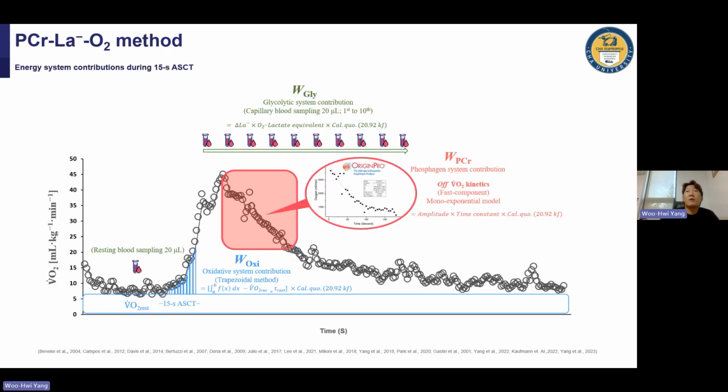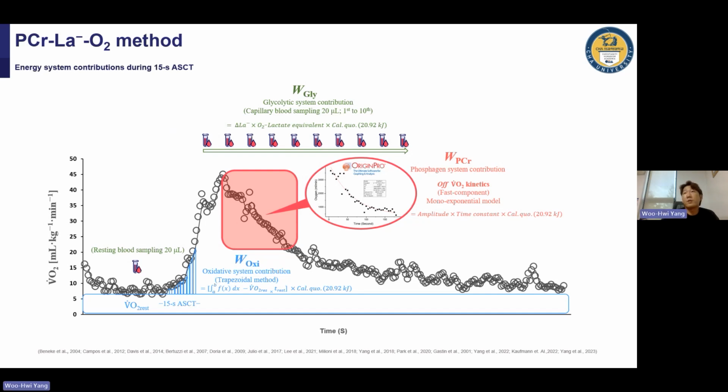For the calculation of metabolic contributions, the oxidative metabolism was calculated by subtracting VO2 rest from VO2 during the 15-second test by the trapezoidal method, in which the area under the O2 curve was divided into sections, and the sum of the trapezoids was utilized to calculate the integral. For the analysis of the glycolytic metabolism, delta lactate between rest and peak values, O2 lactate equivalent and caloric quotient were utilized.